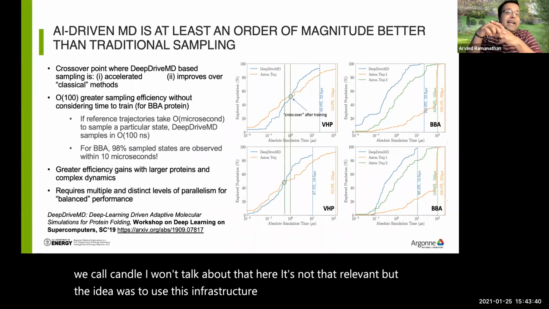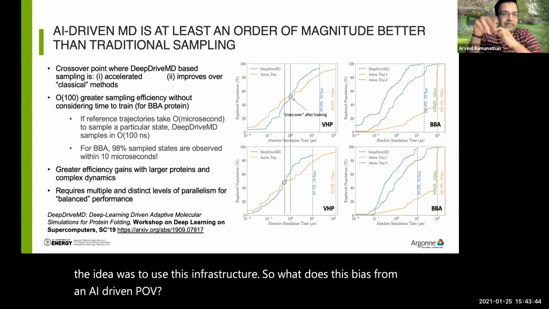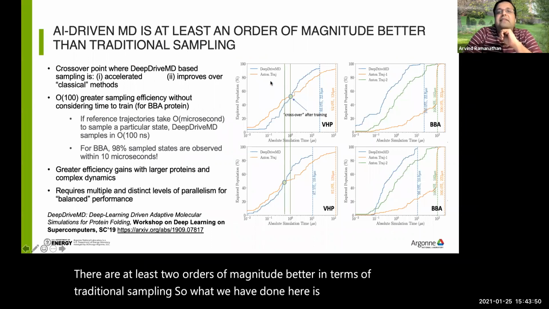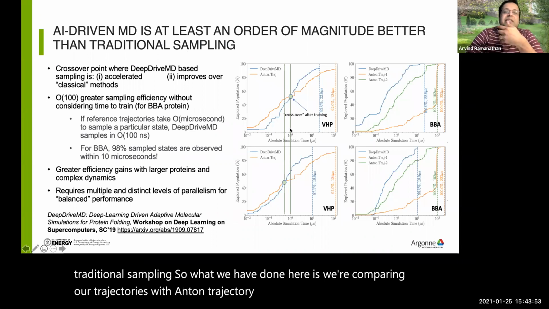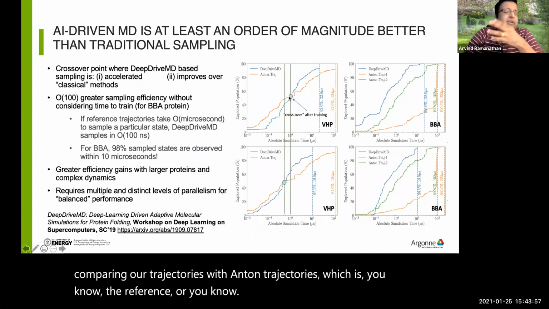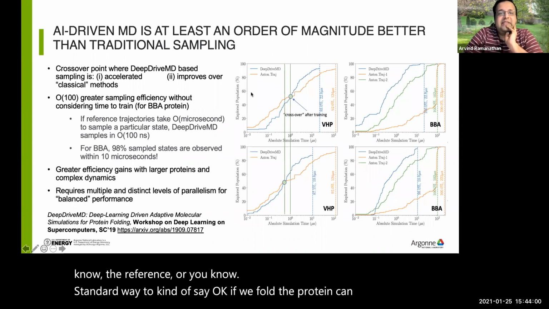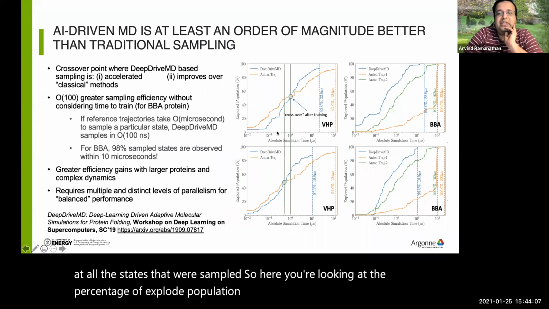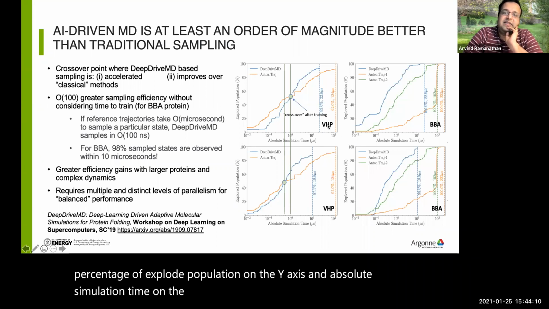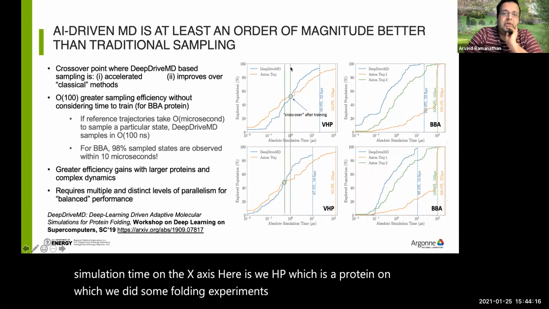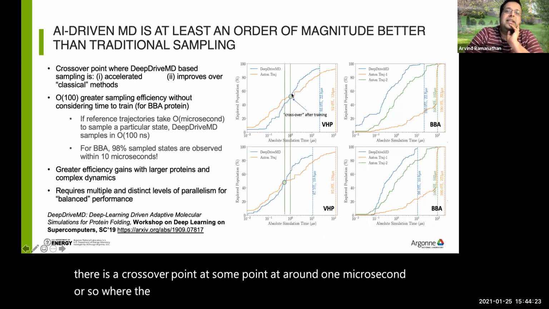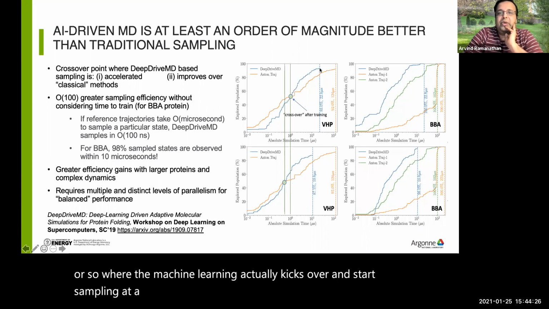So what does this buy us? From an AI-driven point of view, there are at least 2 orders of magnitude improvement over traditional sampling. Here we are comparing our trajectories with Anton trajectories, which are the reference or standard way to say, if we fold a protein, can we look at all the states that were sampled? You're looking at the percentage of explored population on the y-axis and the absolute simulation time on the x-axis. Here is VHP, a protein on which we did some folding experiments. There is a crossover point at around 1 microsecond, where the machine learning kicks in and starts sampling at a much faster rate compared to the Anton trajectories.